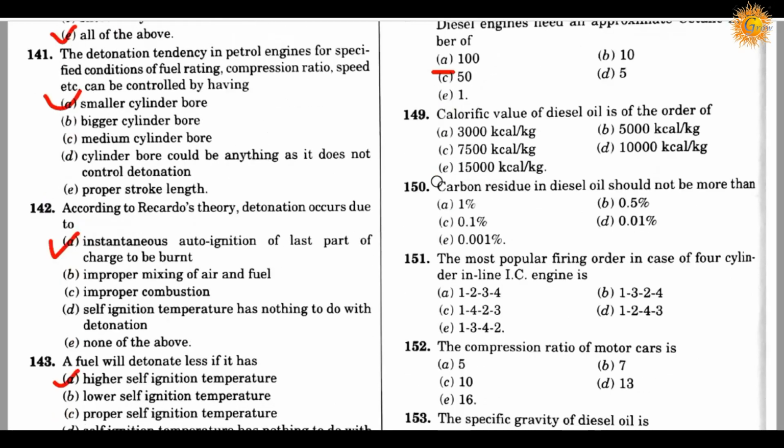Question number 149. Calorific value of diesel oil is the order of option A 3000 kilocalorie per kilogram, option B 5000 kilocalorie per kilogram, option C 7500 kilocalorie per kilogram, option D 10,000 kilocalorie per kilogram, option E 15,000 kilocalorie per kilogram. So the correct answer is D, 10,000 kilocalorie per kilogram.